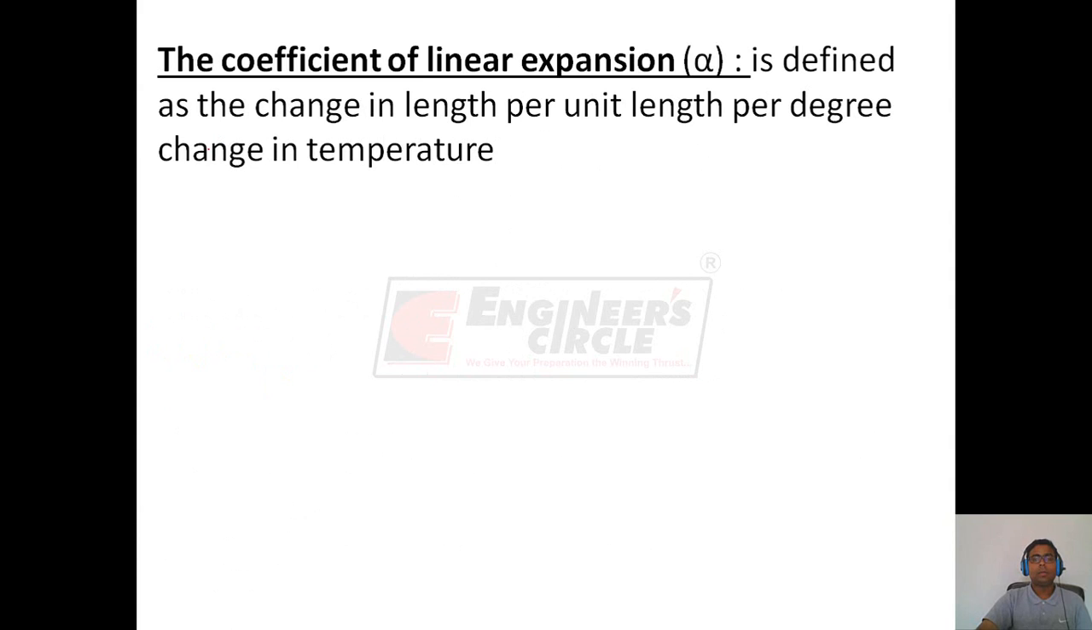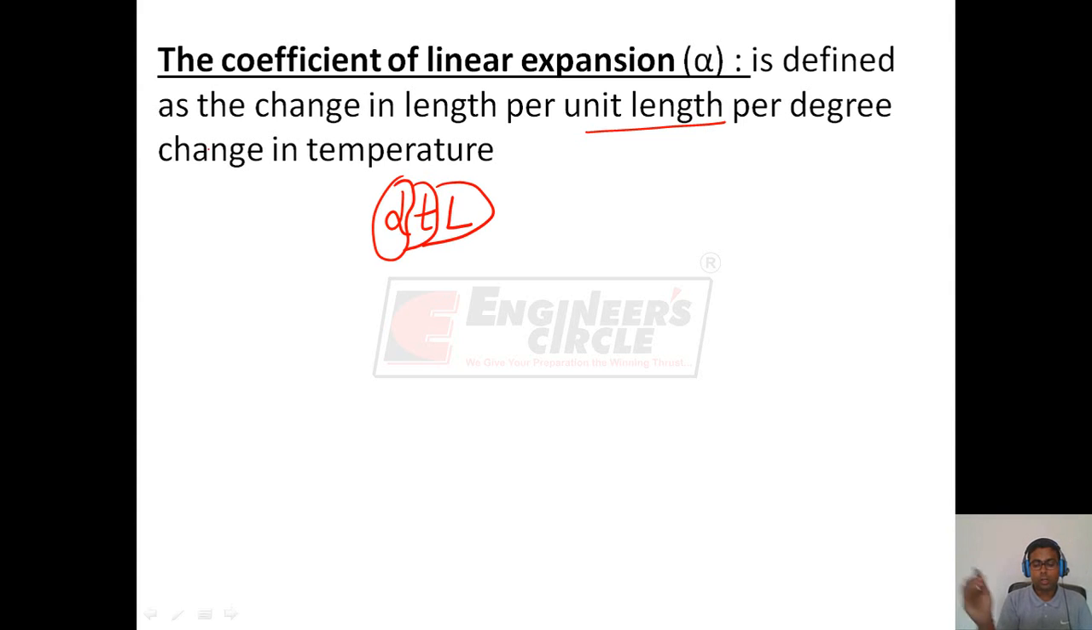The coefficient of linear expansion alpha is defined as the change in length per unit length per degree change in temperature. So, if the temperature of the body changes by some T degree, then its length will change by alpha into T per unit length. And if the length of the body is L, then its total change in length will be alpha T L. So alpha is per unit degree change in temperature. When temperature changes by T degree, the change will be alpha T per unit length.